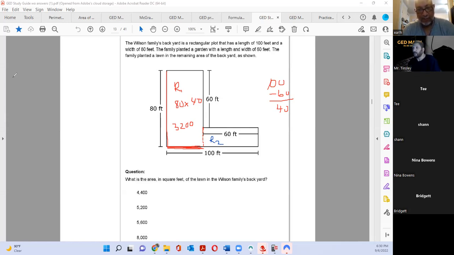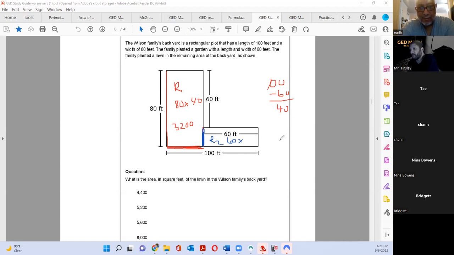Okay, so if we look at this second rectangle, what do we know? Do we know one of the dimensions already? 60. 60 by what? So now we want to find this piece right here, 60 by that little piece. How do we do that? That's 20. 60 by 20.